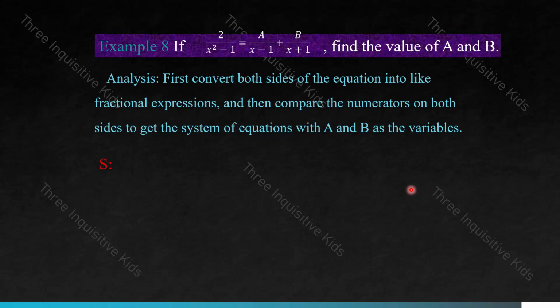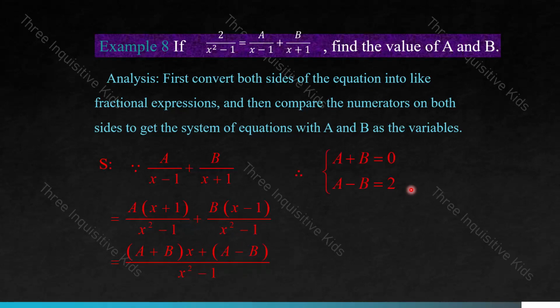So our first step is to make all three of these fractions like fractions. By giving them each a denominator of x squared minus 1, we have the system of equations a plus b is equal to 0 and a minus b is equal to 2. Solved, a is equal to 1 and b is equal to negative 1.